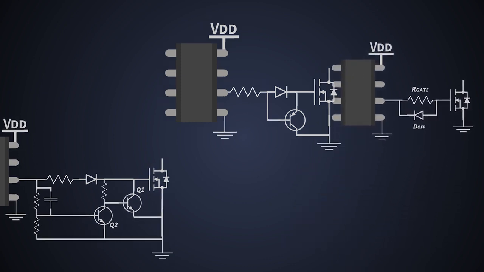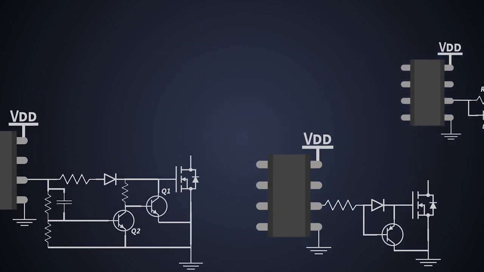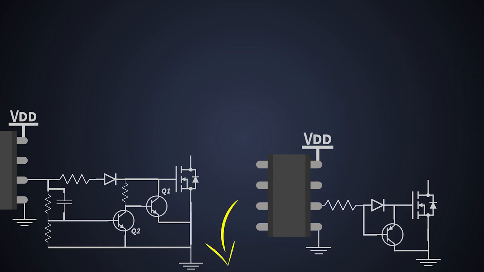So, that's all about how to increase MOSFET switching speed. I have added all the references related to these circuits in the description. If you have any query, you can ask me in the comment section or email me.